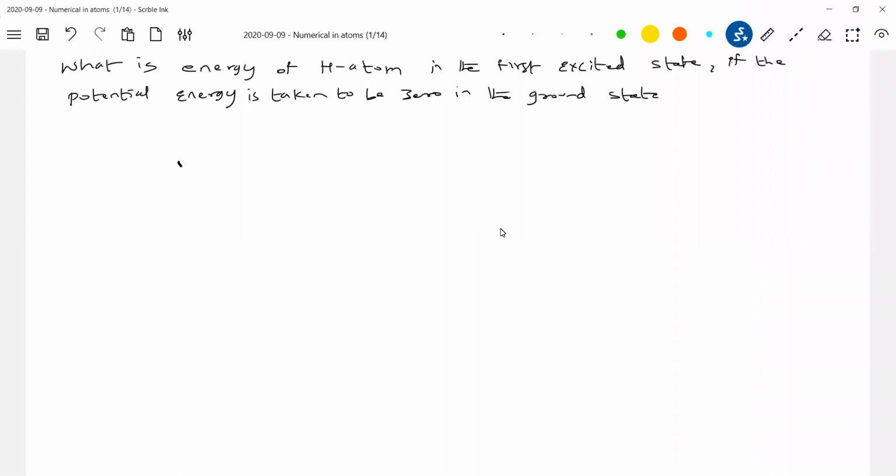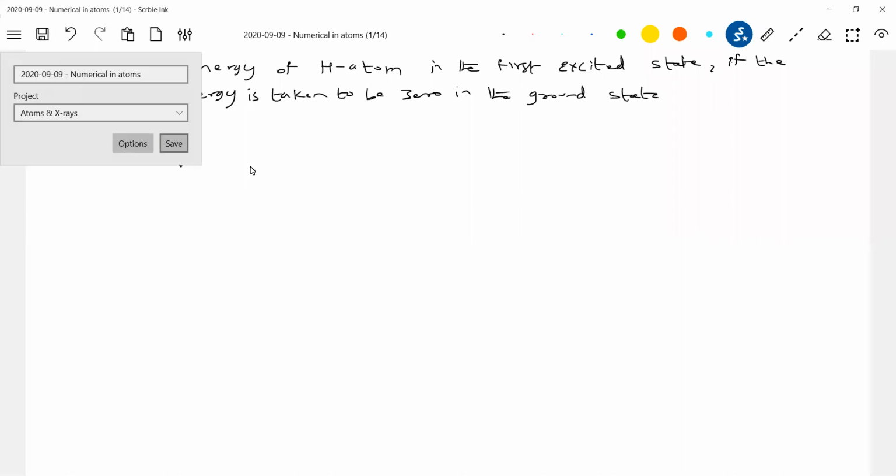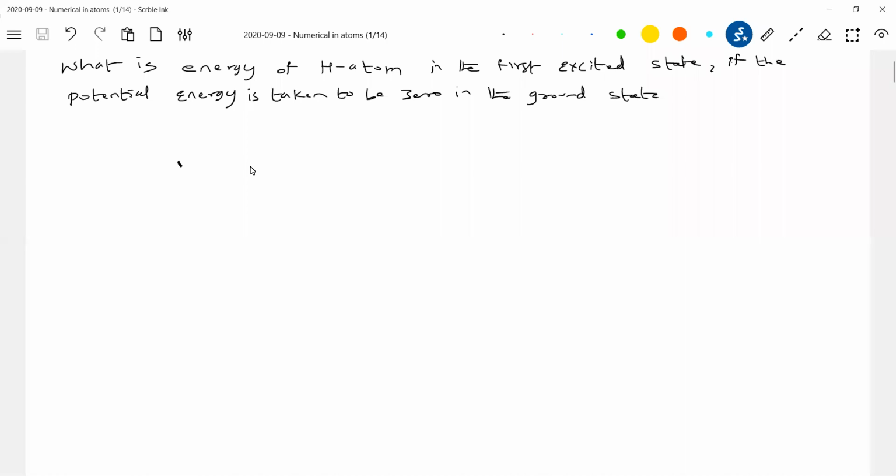Okay, read the question. So we have: what is the energy of hydrogen atom in the first excited state if the potential is taken to be zero in the ground state? Can we do this?